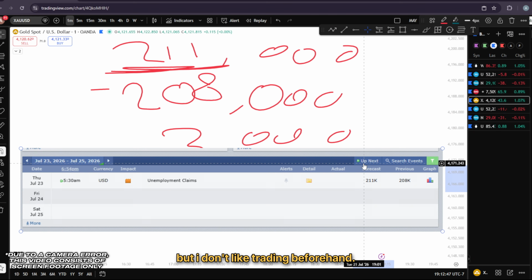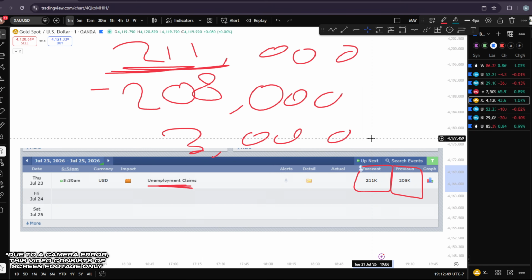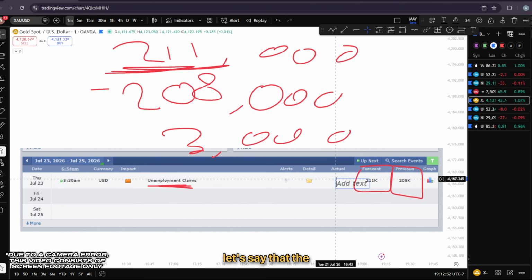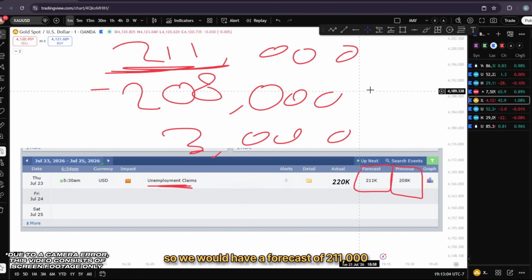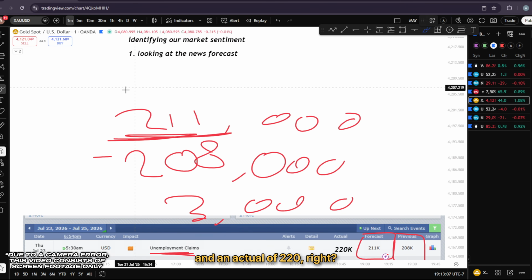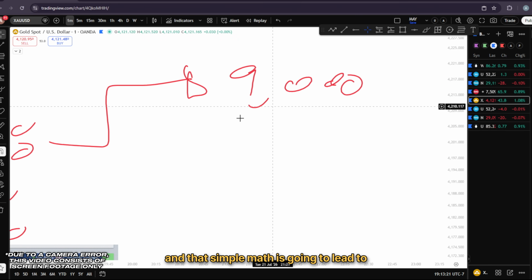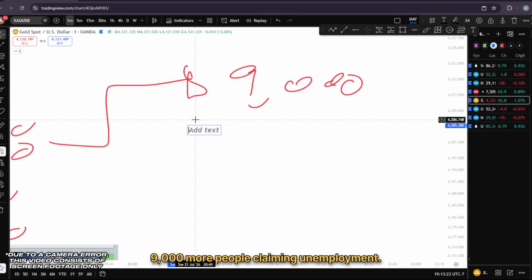But I don't like trading beforehand. I like trading the actual. So hypothetically speaking, let's say that the actual comes out at 220K. At this point, we can see, okay, that's 9,000 more unemployment claims than the forecast. And this is where we actually have to start to analyze it. So we would have a forecast of 211,000 and an actual of 220, right? And that simple math is going to lead to 9,000 more people claiming unemployment.